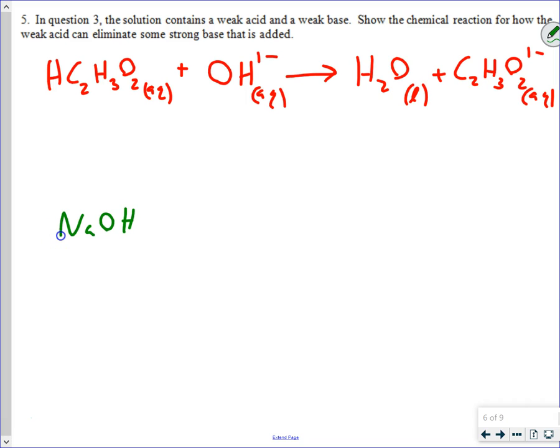The strong base I add could be something like NaOH. In my reaction in red up above, I don't include the sodium, because in reality that sodium ion is just going to be a spectator. So if I actually wrote this out, I would have Na+ plus OH-, and then I would also have my acid from the buffer, which is acetic acid in this case.